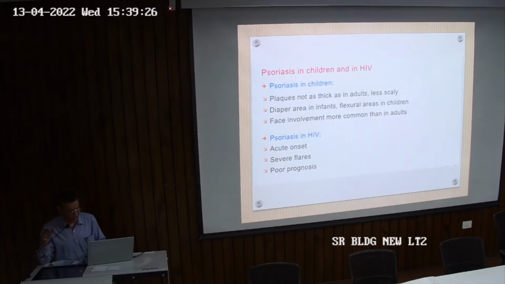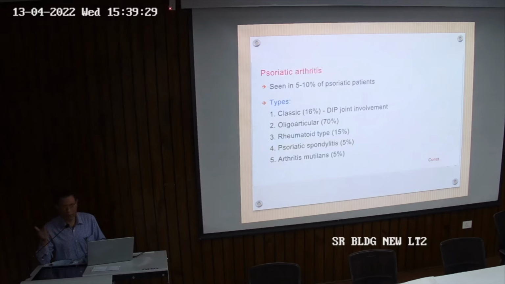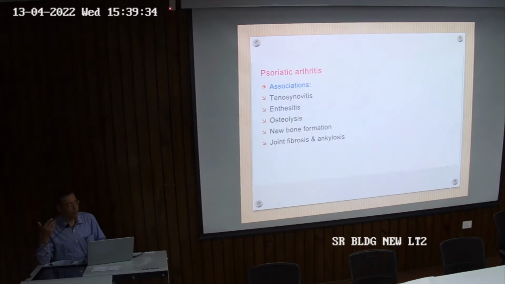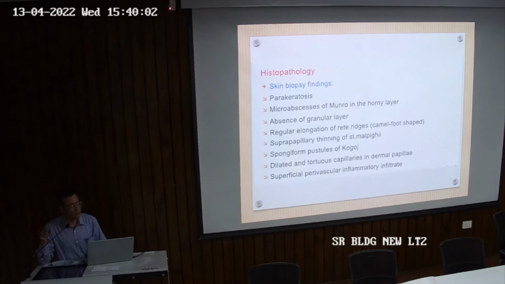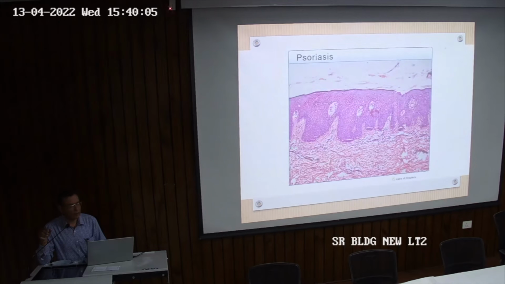Then psoriatic arthritis, we will not discuss in detail. It may affect the joints also, and there are various types. Psoriatic arthritis leads to many other complications. Complicated psoriasis, as we already saw: generalized pustular psoriasis, which is a complication of either untreated psoriasis or withdrawal of corticosteroids. Then erythrodermic psoriasis: any untreated psoriasis may end up as erythrodermic psoriasis. Any type of psoriasis which affects more than 90% of body area is erythrodermic psoriasis. Histopathology we will not discuss.